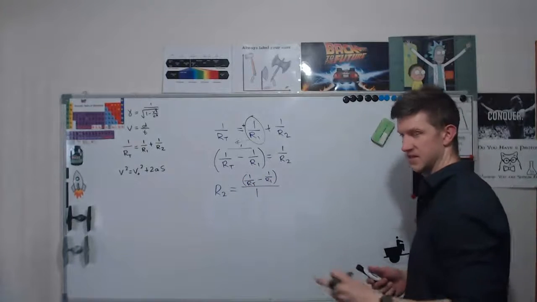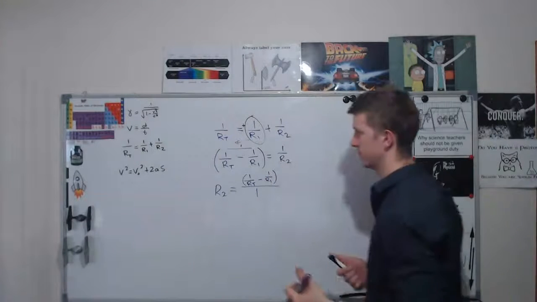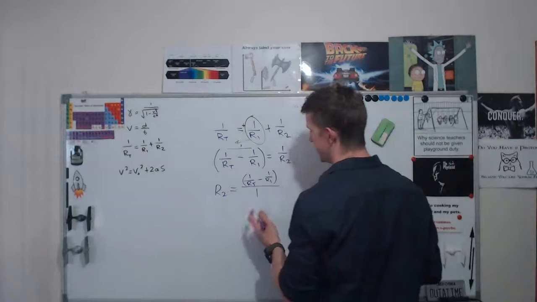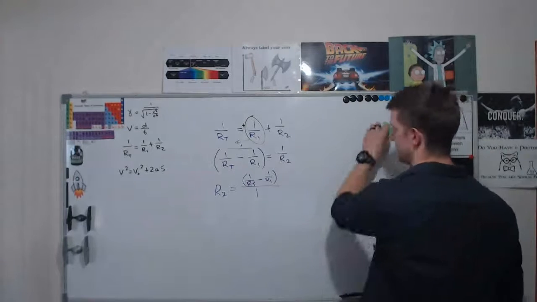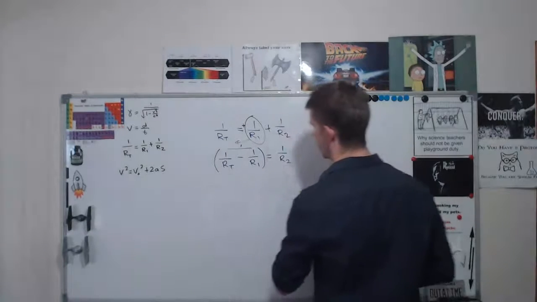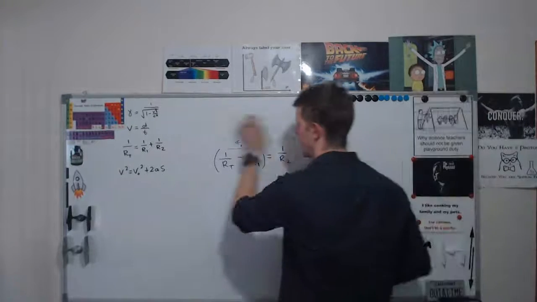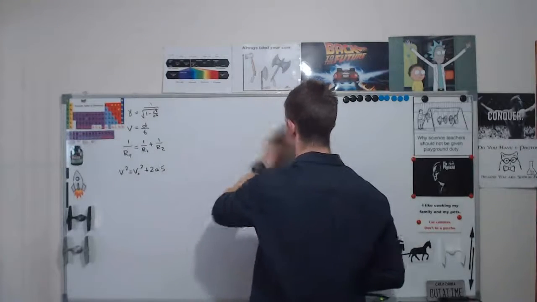And this is not the same as just flipping it, because I flipped the whole thing. I can leave it like this for now, or I can expand. But like I said, it's a lot easier to go back to this point, substitute the values, and then flip it.